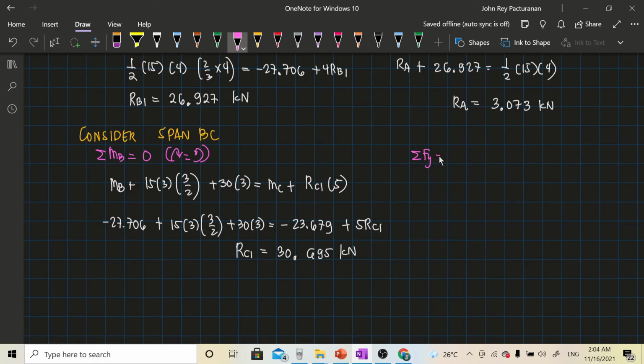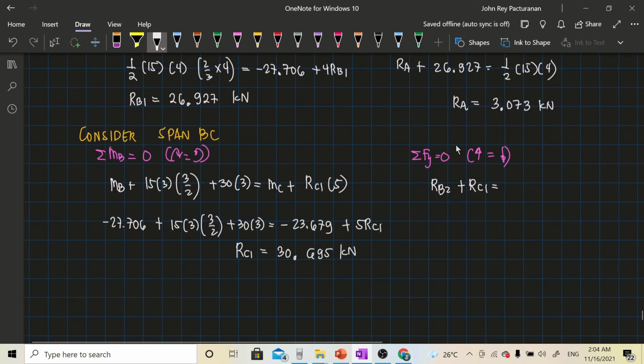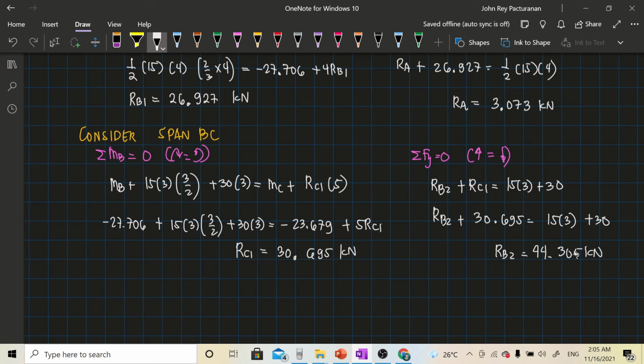So, summation forces vertical tayo, equals 0. So, that is up equals down. So, ang mangyayari, RB2 plus RC1 is equal to 15 times 3 plus 30. So, RB2 plus 30.695 is equal to 15 times 3 plus 30. Kaya yung ating RB2 ay equal sa 44.305 kilonewton. So, ayan. Tapos na tayo sa span BC.